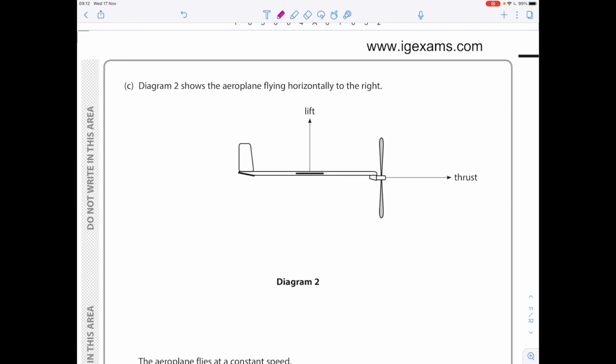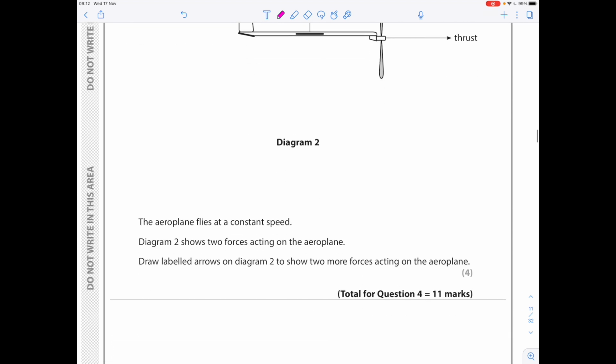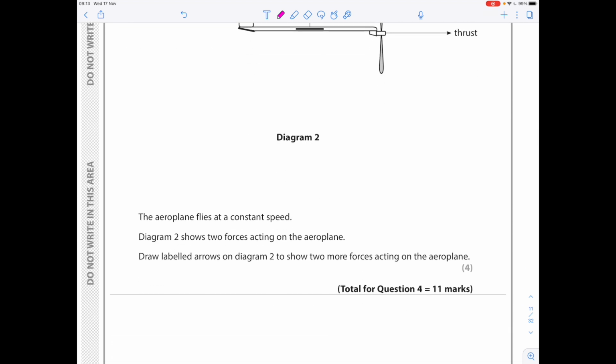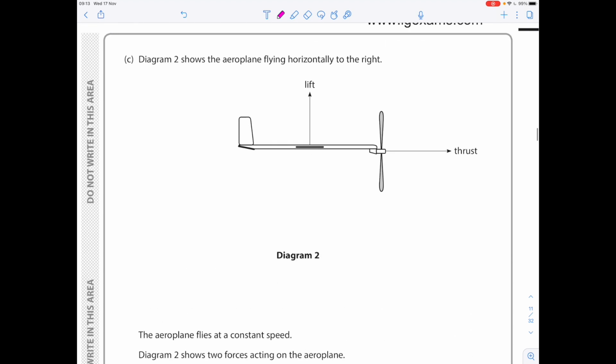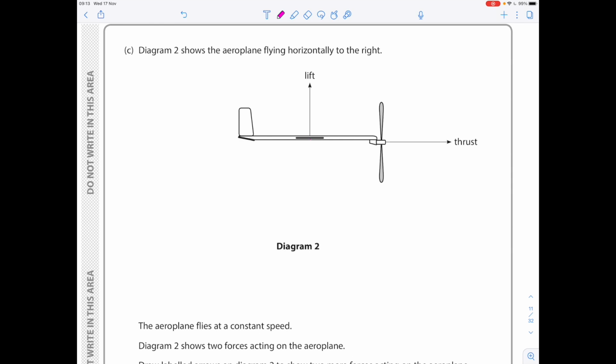Diagram 2 shows the aeroplane flying horizontally to the right. The aeroplane flies at a constant speed. Diagram 2 shows two forces acting on the aeroplane. Draw labelled arrows on diagram 2 to show two more forces acting on the aeroplane. So remember that the plane is flying horizontally, so because it's not going up or down, the lift and therefore the force acting downwards, which remember is weight, must be around equal. So make sure those lines are approximately equal, which I don't think that is.